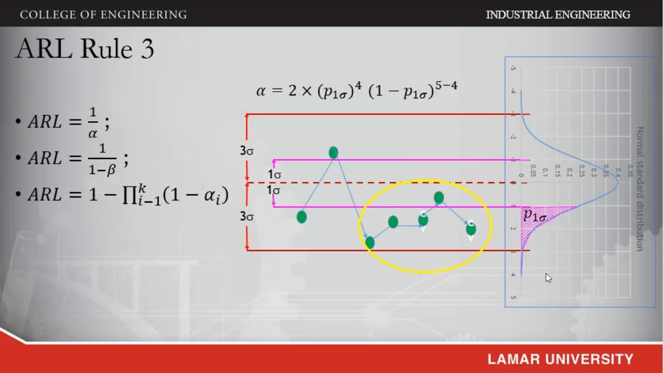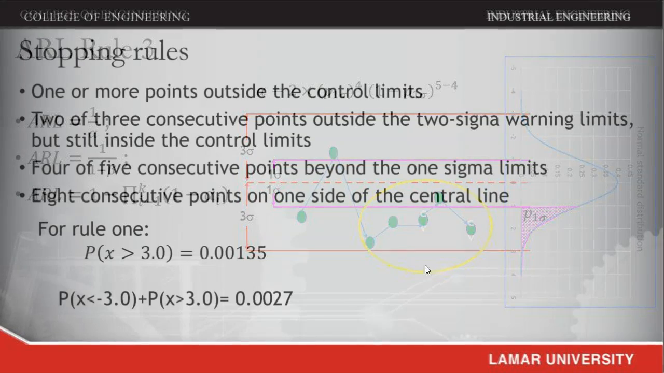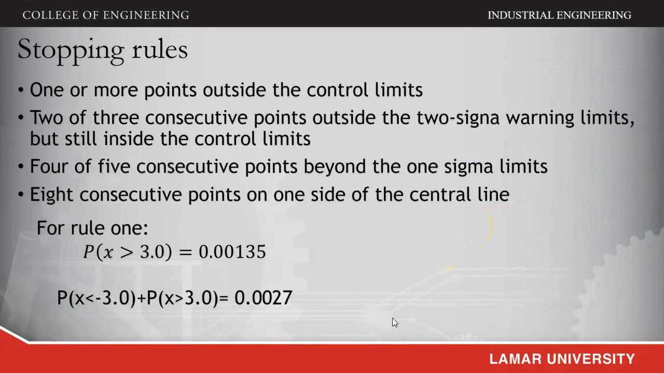And we also need to do the combinations or the binomial distribution of 4 out of 5 with this new probability. And the last one is 8 consecutive points on one side of the central line. For that, it'll be very easy. It's just 0.5, that's your chance to fall on either side, to the power of 8, and that would be falling on one side. Now you multiply that number times 2.